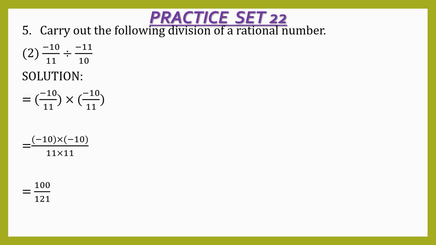Now for the next step, we are going to multiply numerator with numerator and denominator with denominator. So it will be minus 10 multiplied by minus 10 upon 11 multiplied by 11, which will be equal to: minus and minus will become plus when you multiply, and 10 multiplied by 10 is 100. 11 multiplied by 11 is 121. So your answer is minus 10 upon 11 divided by minus 11 upon 10 is equal to 100 upon 121.